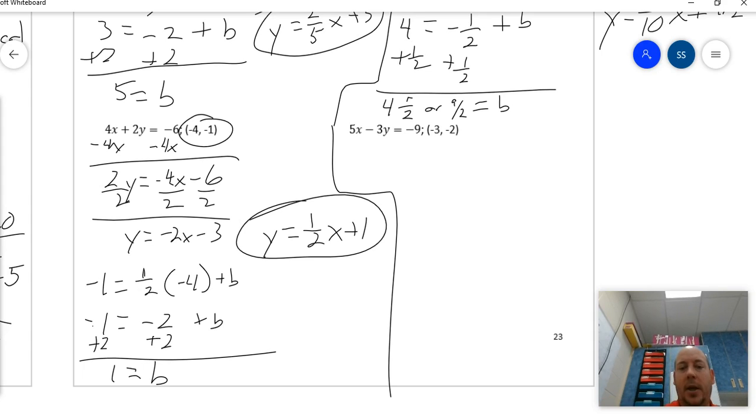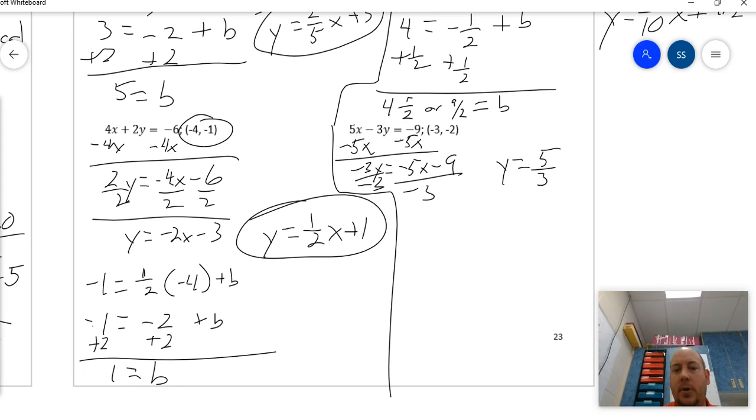And the last one, again, get it in the slope-intercept form. So we'll move the 5x over, subtraction. -3y equals -5x minus 9. Divide everything by -3. So I would have y is equal to 5/3 x plus 3 as my original equation. Okay. Now we can solve for our b.